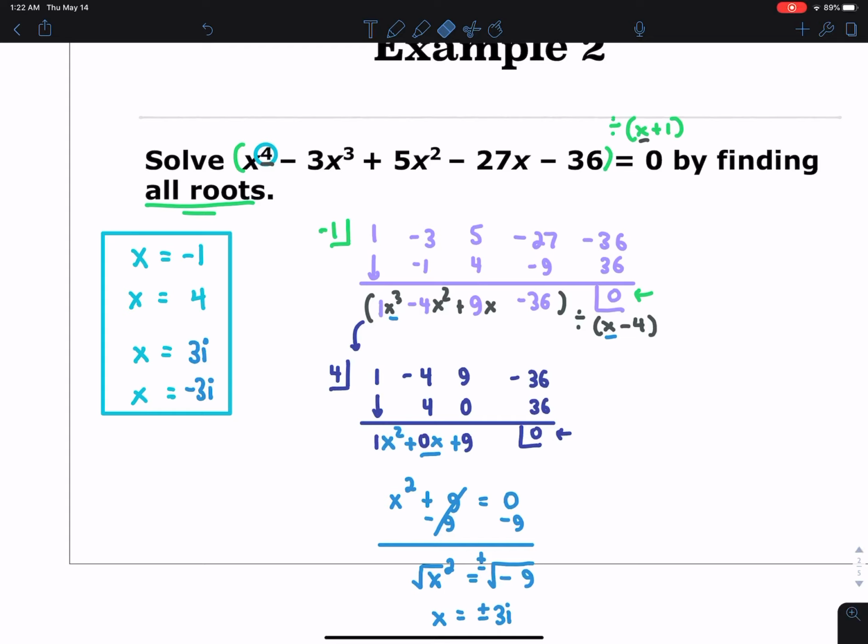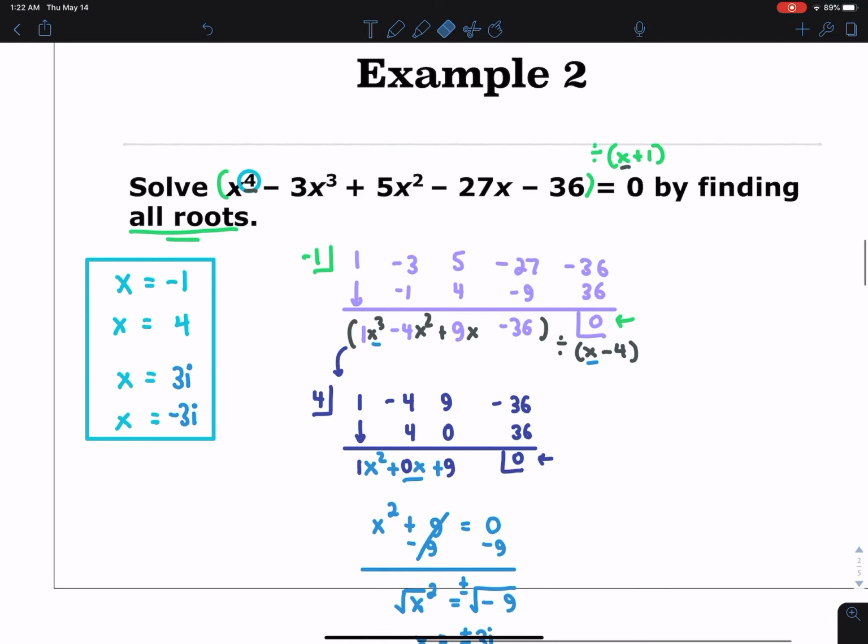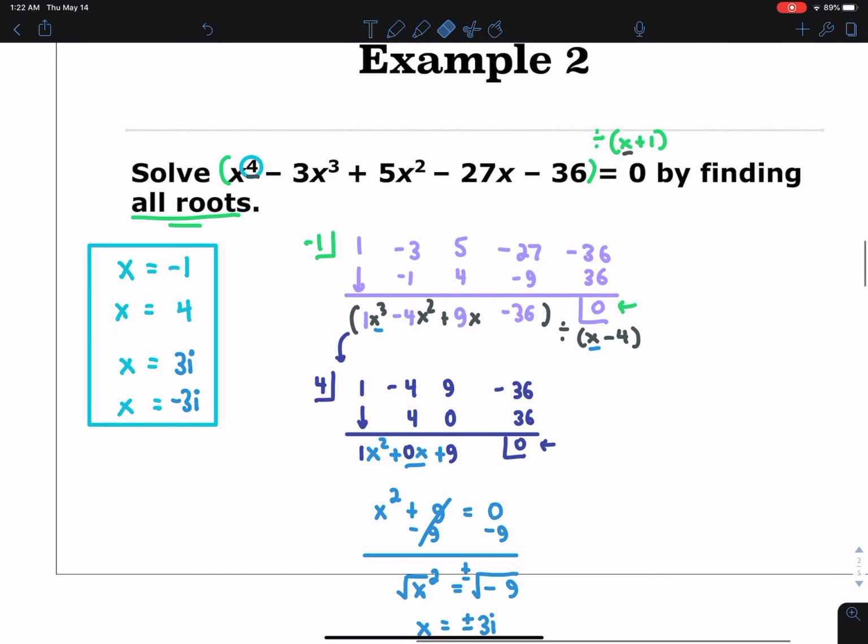So in any order, it doesn't really matter, but we have negative 1, 4, 3i, and negative 3i. So again, I know this is one of the longer processes. It's one of the longest processes in Algebra 2.